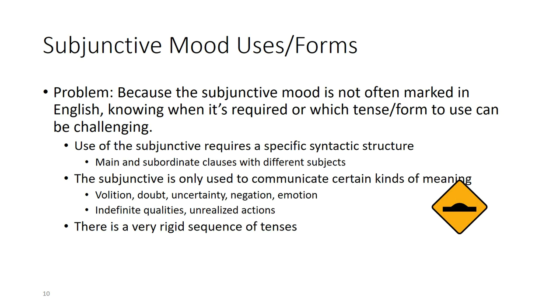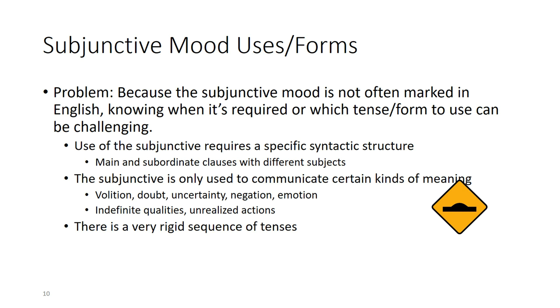Another speed bump or difficulty that's very well known and documented for English speakers or speakers of any language other than Spanish who are learning Spanish as their second language is the use and the forms of the subjunctive. The problem is, if you're going from English to Spanish, because the subjunctive mood is often not marked in English, it does exist. English has the subjunctive, but it's often not marked as clearly as it is in Spanish. Because of that, knowing when it's required or which tense and form to use can be challenging.